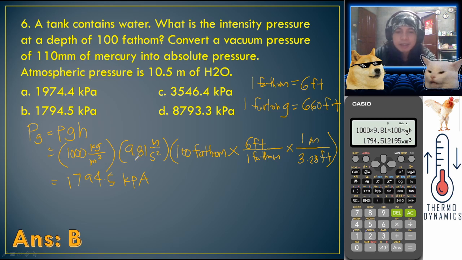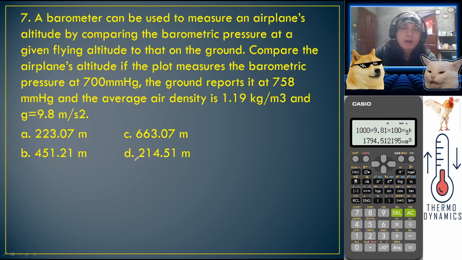Okay, so let's proceed to number 7. A barometer can be used to measure an airplane's altitude by comparing the barometric pressure at a given flying altitude to that on the ground. Compare the airplane's altitude if the pilot measures the barometric pressure at 700 millimeters of mercury, the ground reports it at 758 millimeters of mercury, and the average air density is 1.19 kilogram per cubic meter and g is equal to 9.8 meter per second squared.